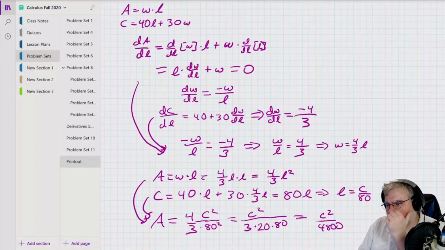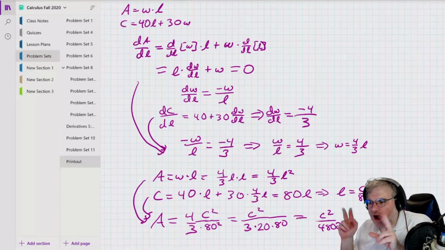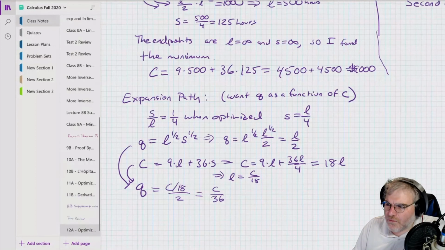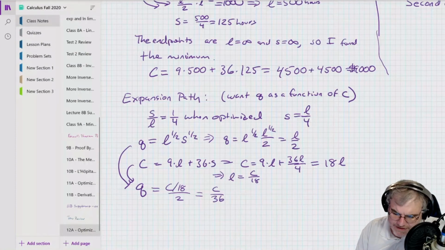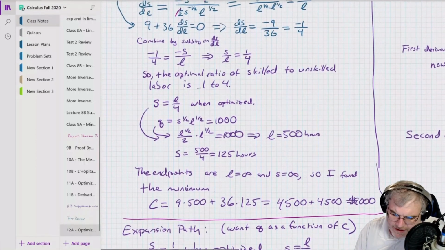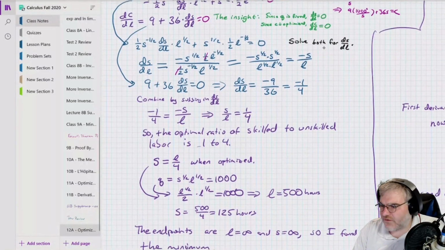Okay. So the big other technique, the other way of doing it was to do something like this. Not this, sorry, that's the expansion path. That's a totally different type of thing. This was the way to solve for the problem, right? So what did I do? I took the derivative of everything and set it equal to 0. I solved for ds over dl.